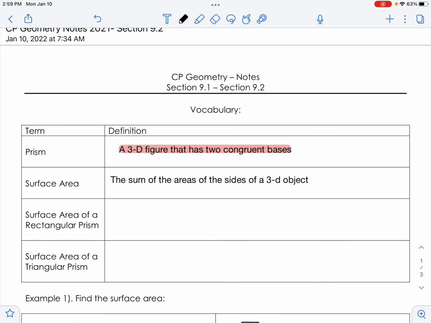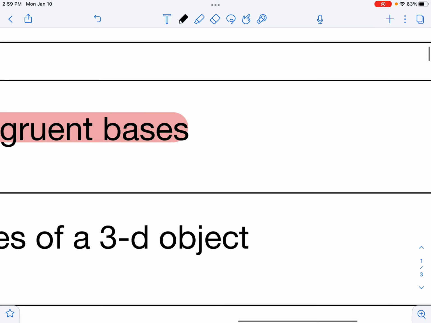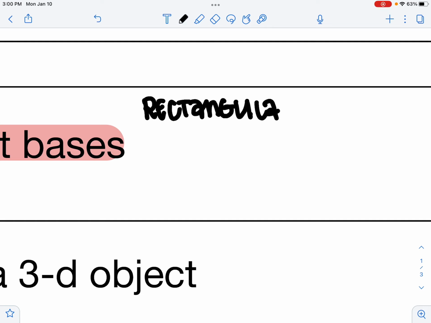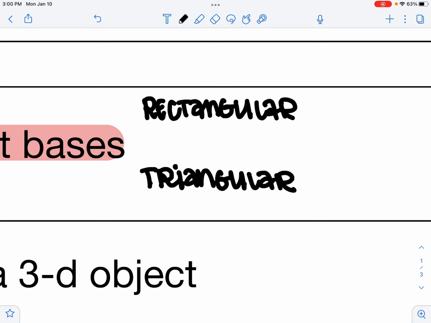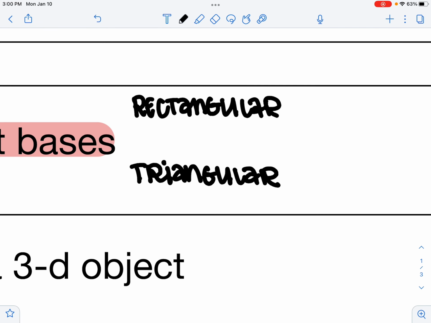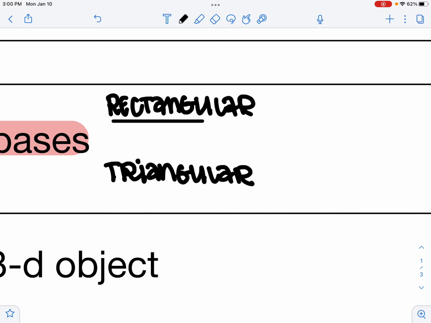So there's going to be two different types of prisms that we talk about in this class. The ones that we're going to talk about are rectangular prisms, and then we're going to talk about triangular prisms. And just by the names themselves, they will tell you what the bases are of these prisms. So of a rectangular prism, a rectangle is going to be the base, and of a triangular prism, a triangle is going to be the base.